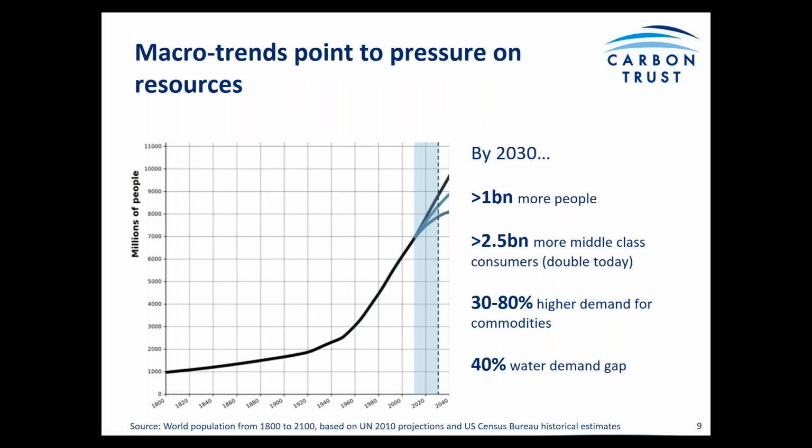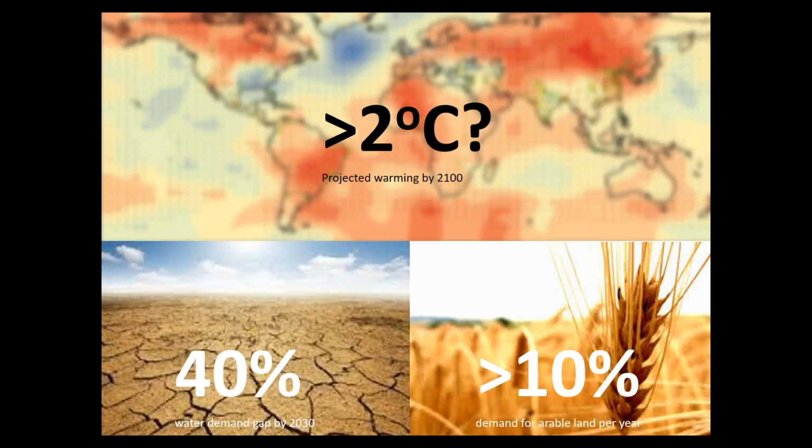There is a macro trend of a growing, wealthier, urbanized global middle class that will continue to put pressure on the planet's resources and therefore on prices in the longer term. And the prediction is for this middle class to double by 2030, adding over 2.5 billion consumers. It's also important to remember that climate change will produce additional pressures on global supply chains with, for instance, the water demand gap predicted to rise by 40% by 2030.